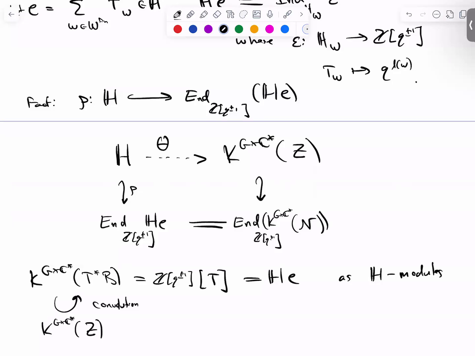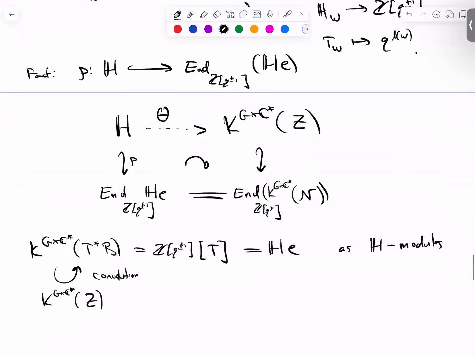Namely, like n times n intersect with n is n. And yes, this is also a faithful representation. And this diagram commutes. So this directly implies theta is an algebra Hom.